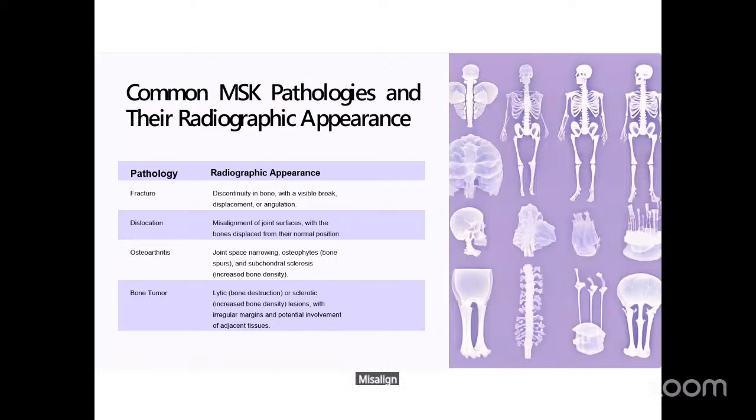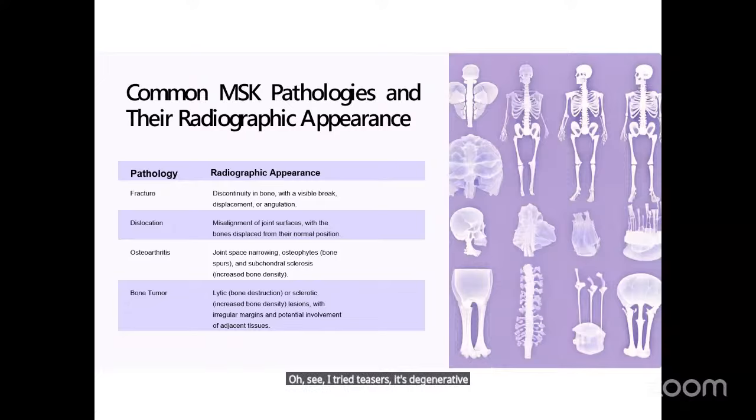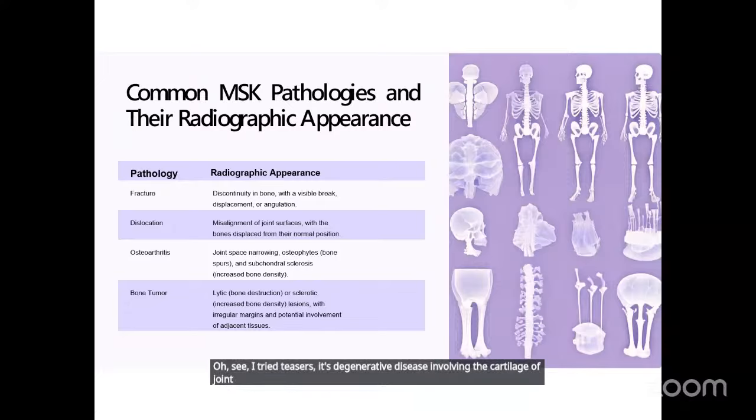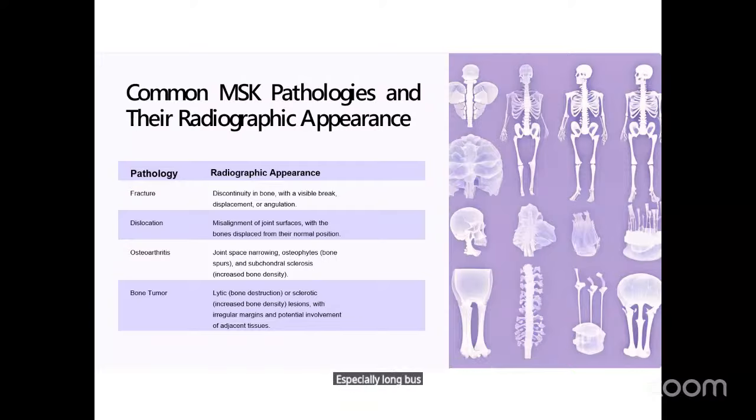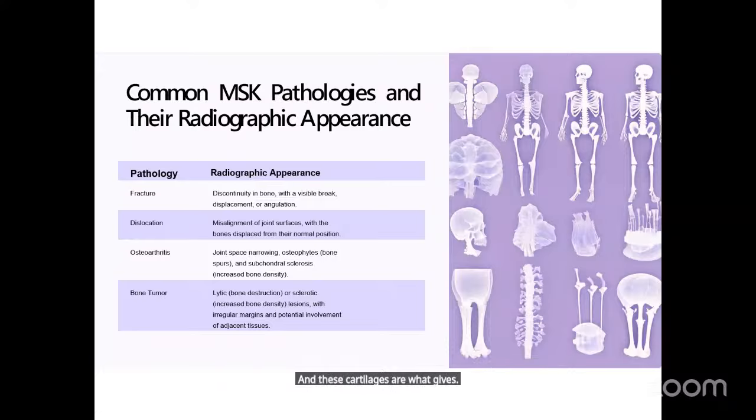Misalignment is when the bones are displaced from their normal position within the joint spaces. Osteoarthritis is a degenerative disease involving the cartilage of joints, especially in long bones or weight-bearing joints. So what does that mean? Since there is degeneration of the cartilages, and these cartilages are what allow us to see joint space, if they are degenerated, the joint spaces on the radiograph become narrowed, and we see evidence of joint space narrowing.